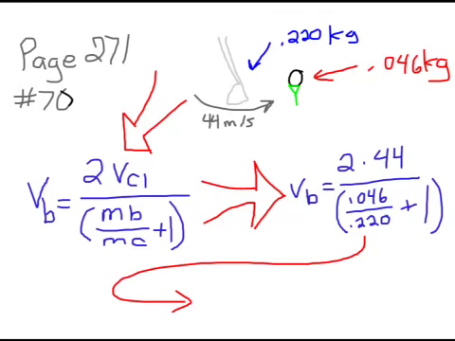Okay, we have page 271, number 70. A golf club being swung at 44 meters per second hits a 0.046 kilogram golf ball, and that golf club has a mass of 0.220 kilograms. Now, this is a very, very involved problem, and what I've done here is just shown you the final answer to this.